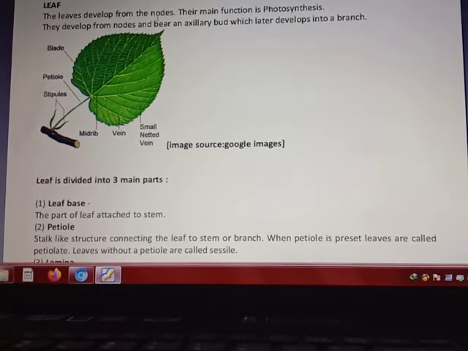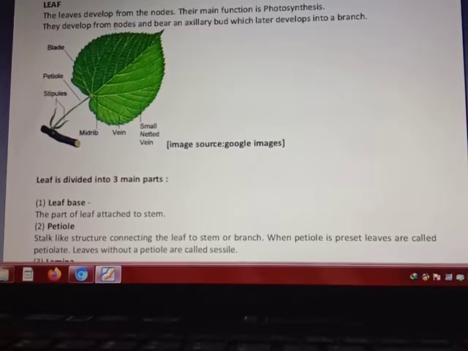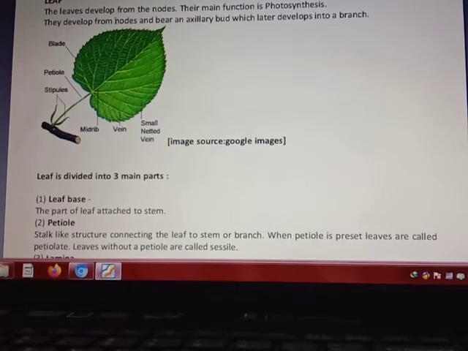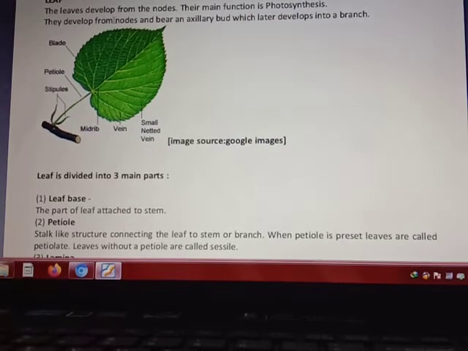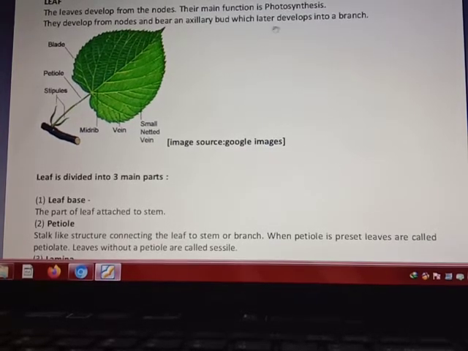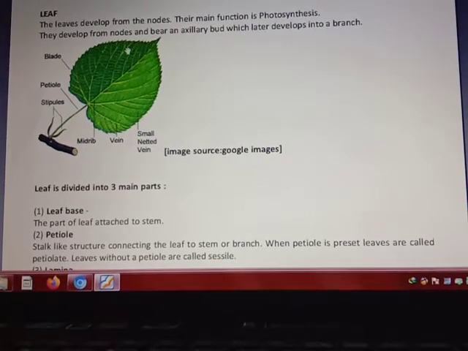All of the leaves mostly develop from the node. Where a node is present, at that point the origin of the leaf takes place. Apart from this, it also bears an axillary bud, which later develops into a branch. So you can see here the general structure of a leaf.